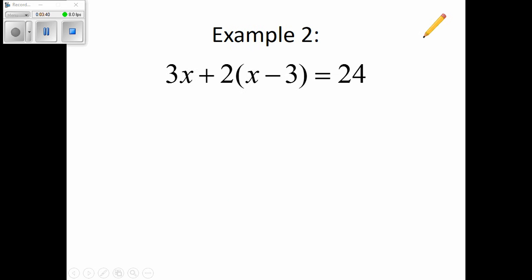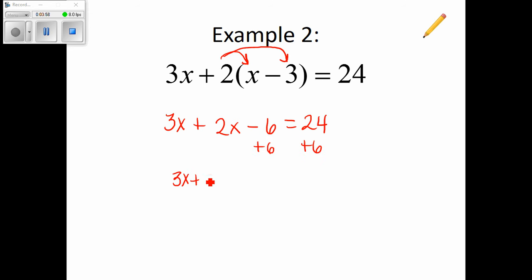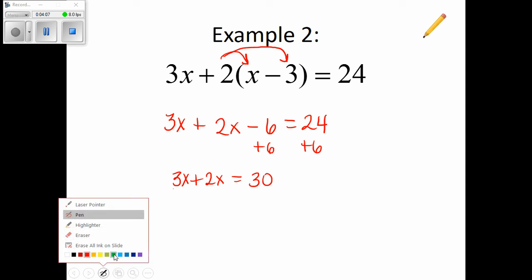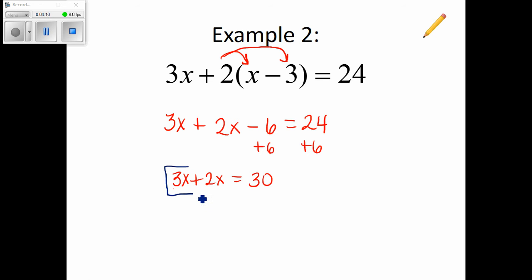Okay, example number 2. Bring down the 3x. Okay, distribute the 2. 2x minus 6 equals 24. I'm going to go ahead and move the 6 to the other side, which means I have to do inverse operations. Okay, now 3x plus 2x. A lot of you like to use inverse operations here. We will not be using inverse operations when they're on the same side. If they're together and we don't cross an equal sign, we add them. We combine like terms.